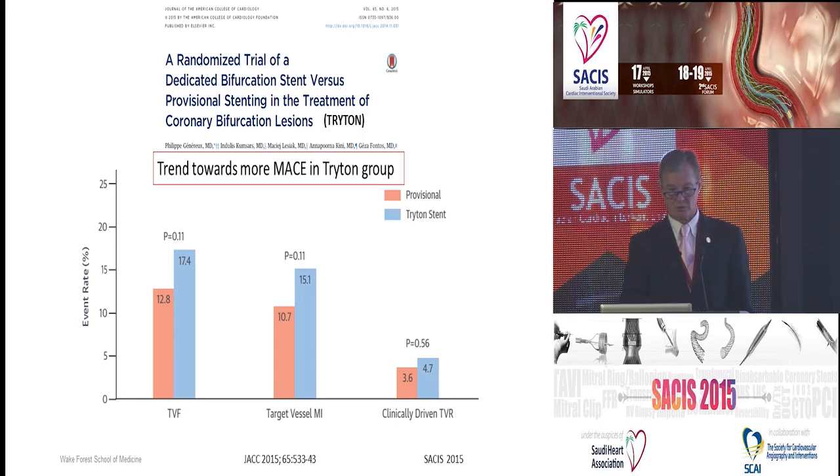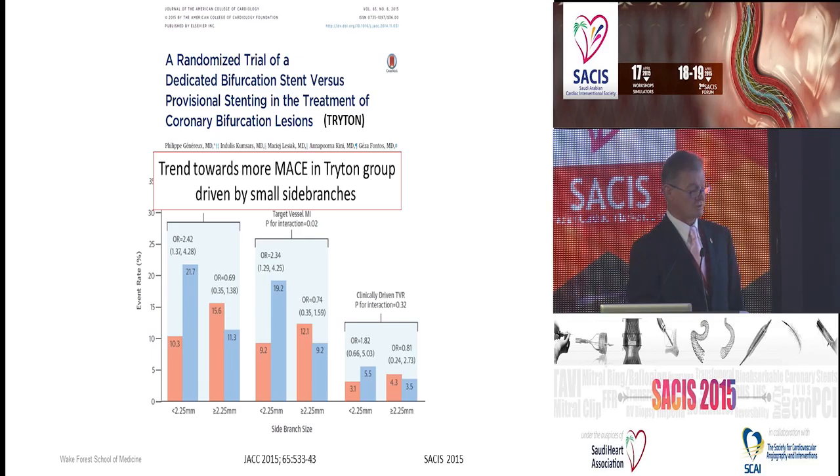So these are the results of the Tryton study, a large randomized trial comparing the Tryton approach to provisional stenting. It was presented in JACC earlier this year. We can see here target vessel failure, target vessel MI, and clinically driven TVR were not different between the provisional stenting shown in orange and the Tryton stent shown in blue. And in fact, there was a trend towards more TVF and target vessel MI. And we can see here that there was definitely a trend towards more MACE in the Tryton group.